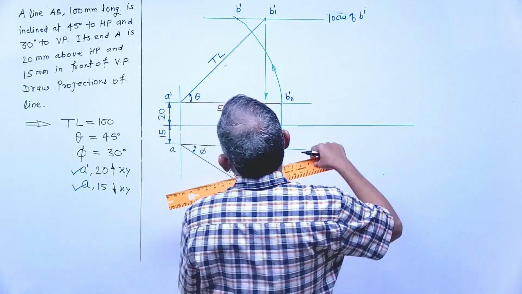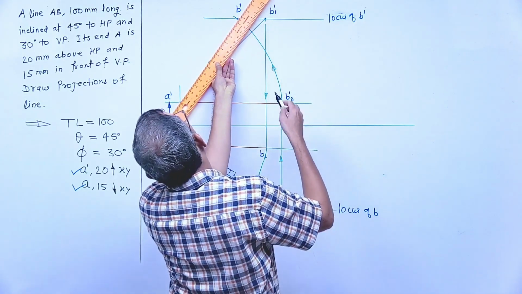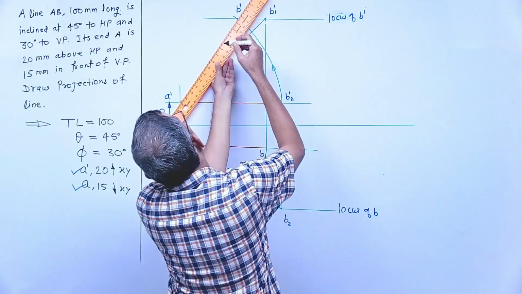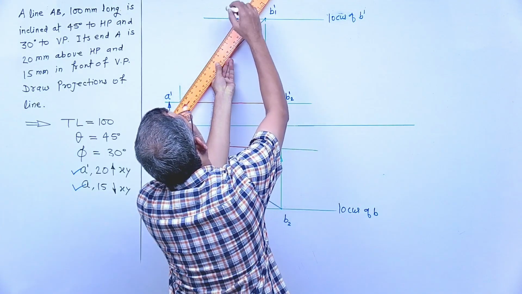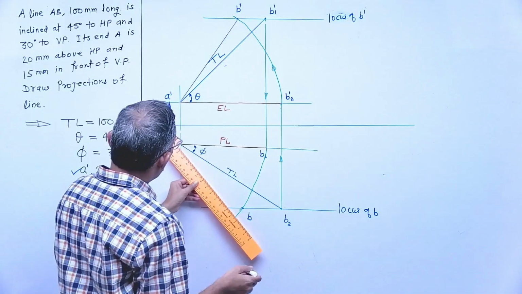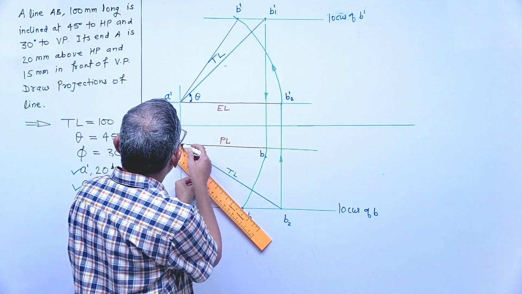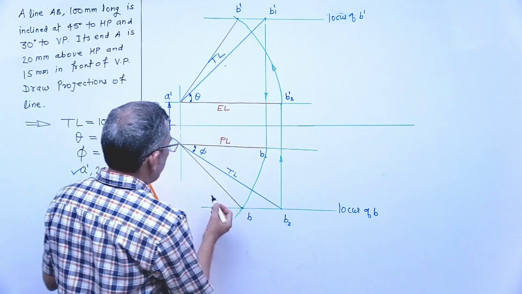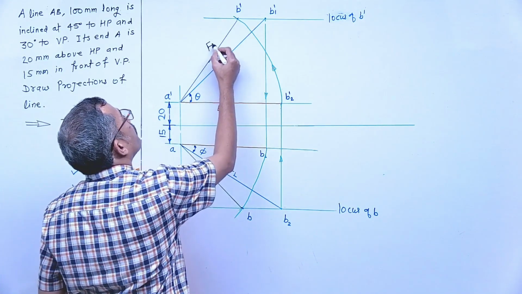For front view, we'll join what? A dash to B dash. What will we get here? Front view of the line. This one is what? Front view of the line. And join A to B. What will we get? Top view of the line. This is what? Top view. This one is what? Front view.